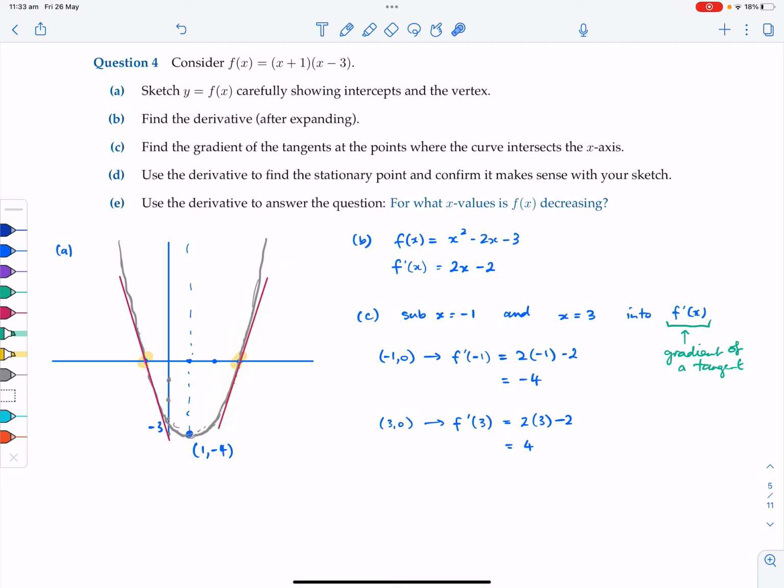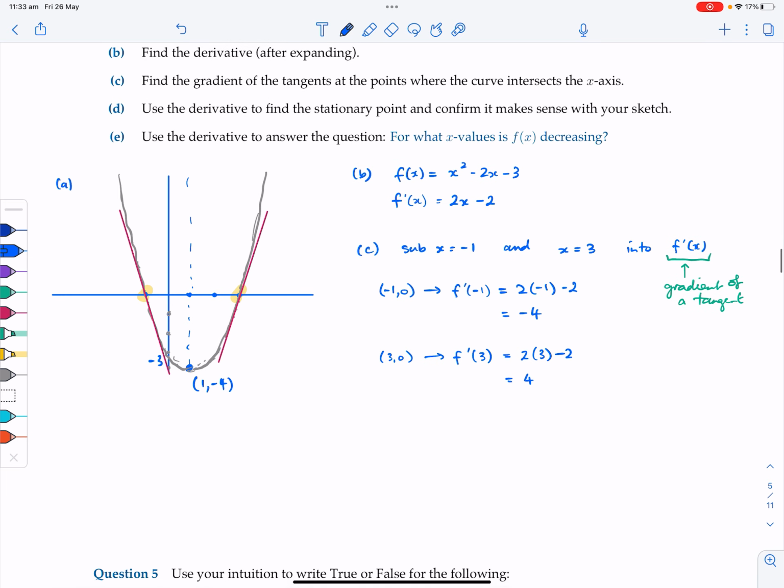So I could find those gradients without any diagram, but the diagram's just helping us to make sense of what this is talking about. So notice that I only put an x value in there. That came from there. The y value here is not relevant to finding the gradient of the tangent. Right, so that's C.